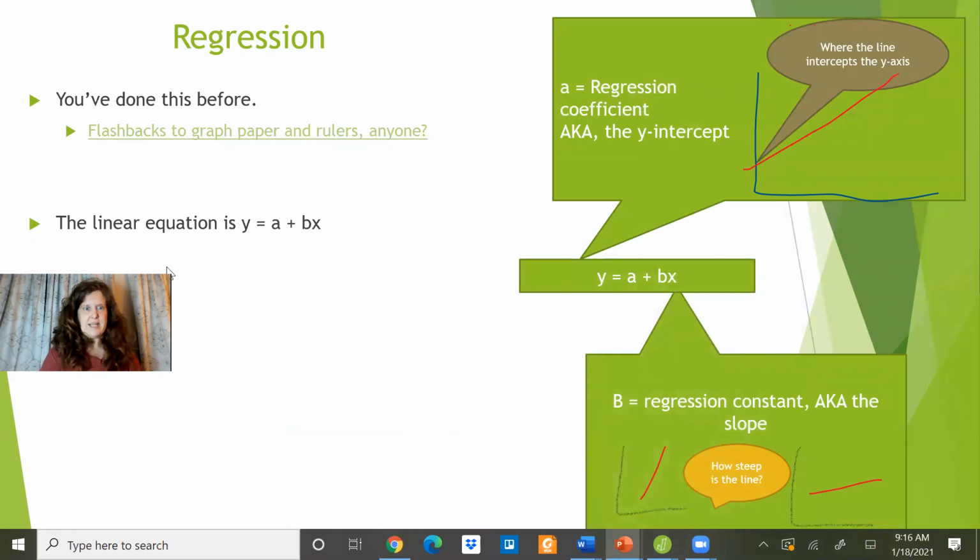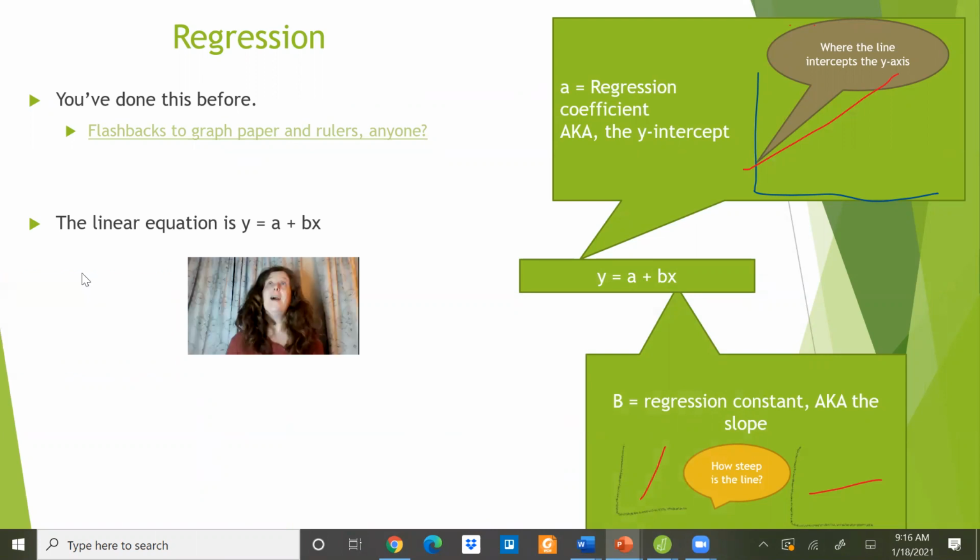Our linear regression is featured right here. Linear regression: y equals a plus bx. And again, this is all open book, open note. It maybe doesn't behoove you to memorize the formula itself. You'll have access to this for the homework and the exams, but you need to know the parts of it. And you need to know the pieces of this formula. So what is this formula?